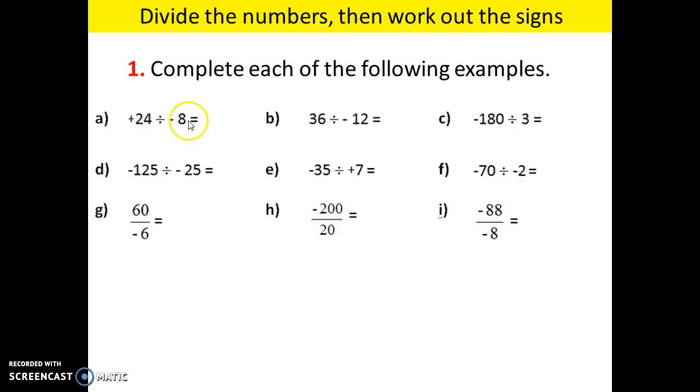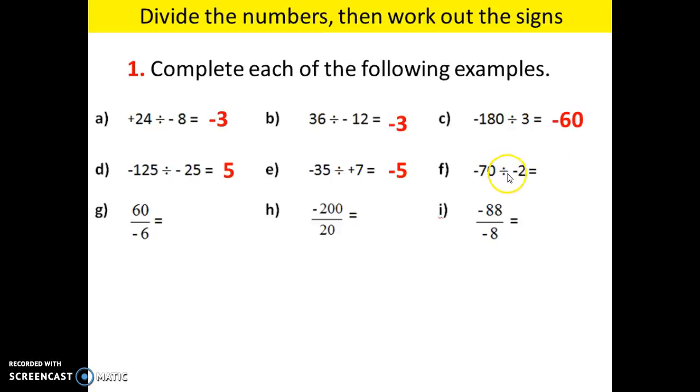So 24 divided by 8 is 3. Positive divided by negative is a negative, so it's negative 3. 36 divided by 12 is 3. Positive divided by negative is a negative. 180 divided by 3 is 60. And it's a negative divided by positive, so negative. 125 divided by 25 is 5. And then minus divided by minus. I've made a mistake. That's positive. Okay, mistake fixed. Minus 35 divided by positive 7 is minus 5.